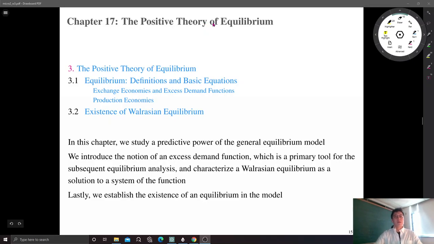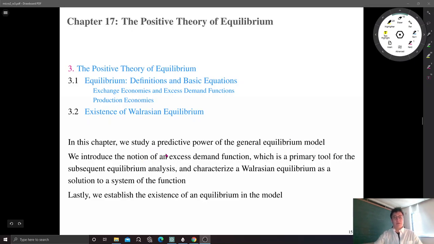Chapter 17 consists of several topics. There are so many materials in Chapter 17 in the textbook, but I'm going to cover the most important ones, the key essence about the positive theory of equilibrium, and make some videos regarding those. First, I'm going to talk about equilibrium. We defined the equilibrium already, but just to remind you, I'm going to show the exact definition of equilibrium. And we are going to analyze that equilibrium and see what kind of prediction we can make from the general equilibrium model. So we study the predictive power of the general equilibrium model in Chapter 17.